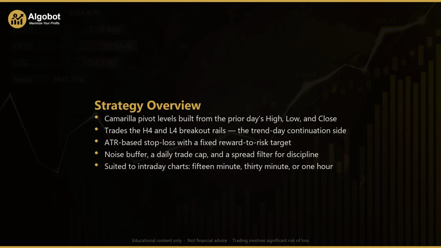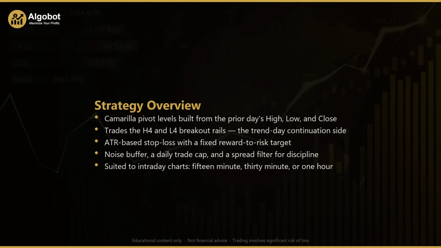So what exactly does this expert advisor do? Camarilla Breakout Continuation is built around the Camarilla Pivot System, a classic set of intraday reference levels. Every trading day, the strategy takes the previous day's high, low, and close, and constructs a ladder of levels from them. The two levels it cares about most are called H4 and L4. These are the wide outer rails. There's also an inner band, made up of H3 and L3, and a central pivot for context.